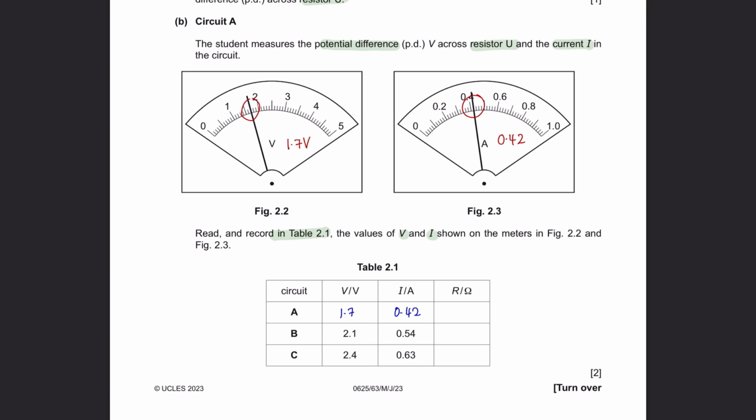According to Ohm's law, we know that V equals I times R, meaning that R is V over I. So using this formula, we will be able to find the resistance of circuit A, B, and C. You can leave your answers in 3 significant figures or 2 significant figures, as long as when you choose one you stick with it.